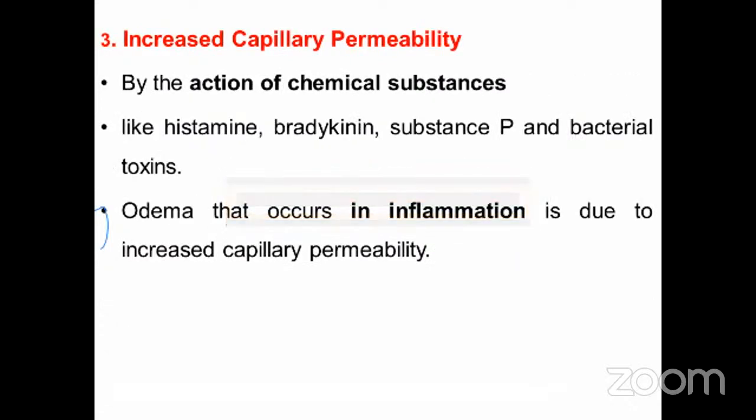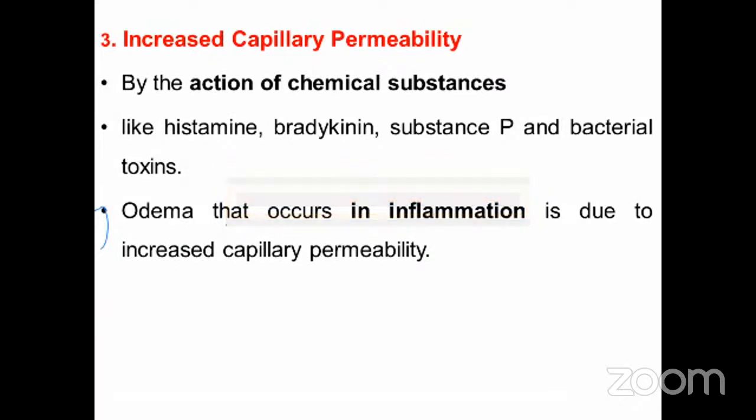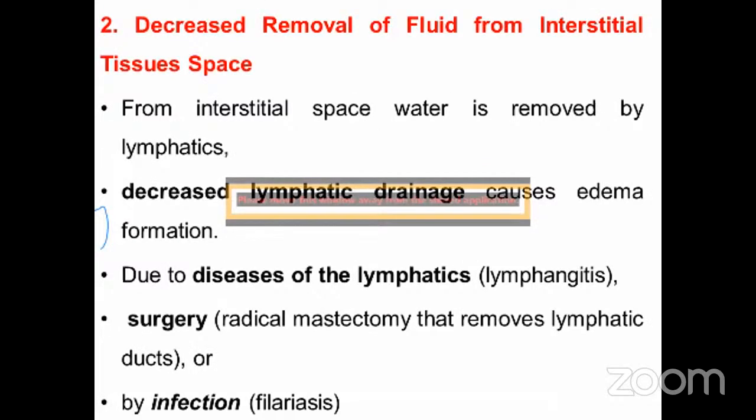Next is the increased capillary filtration. Capillary filtration increases by the action of chemical substances like substance P, histamine, bradykinin, and bacterial toxins. So edema occurs in inflammation due to the increased permeability. Capillary permeability is increased. But why will the capillary permeability be increased? Because there is an increase in substances like substance P, histamine, bradykinin, or bacterial toxins, and these substances cause the increased capillary permeability, causing collection of fluid in the interstitial tissue space.